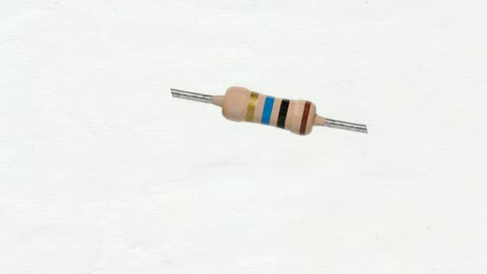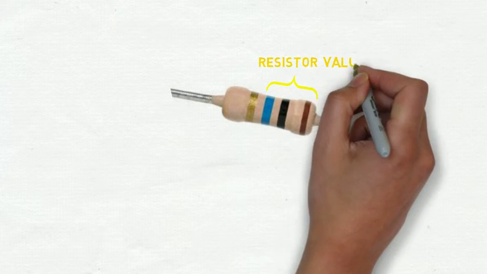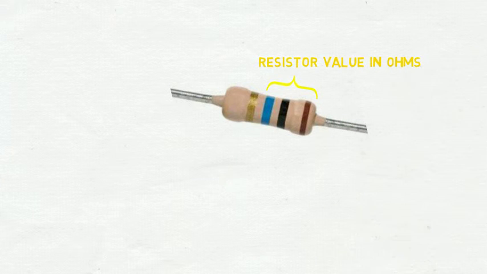Notice on the resistor, there are different color bands. These color bands are coated on the resistors to show their values. But what does each color band represent?